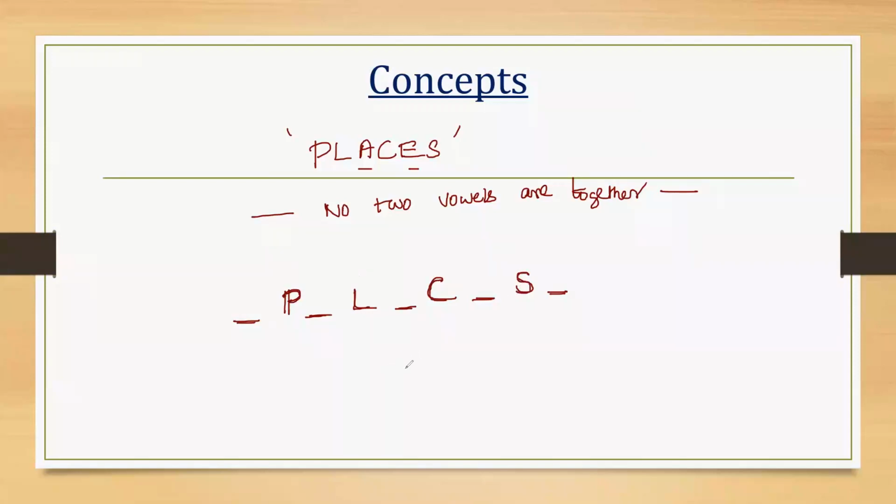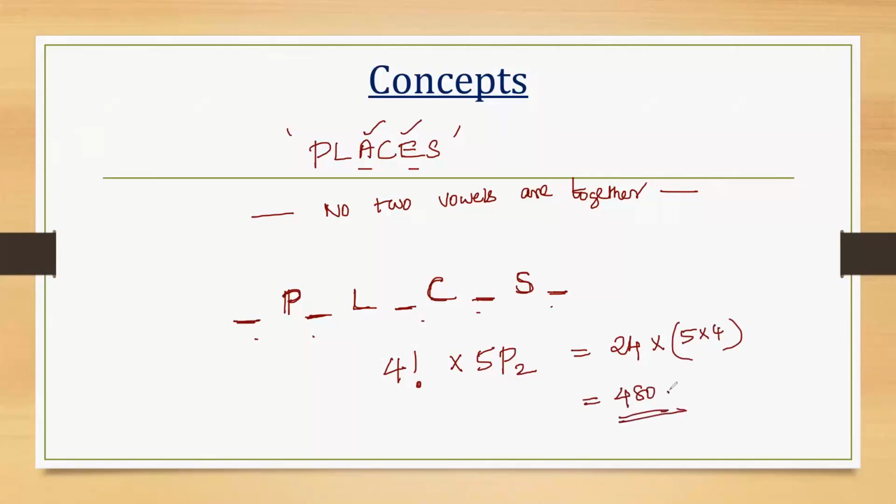To arrange the 4 letters, we have 4 factorial. And now the vowels must be placed in between them. So we have 1, 2, 3, 4, 5 places, but we have only 2 vowels. So out of 5 places, we are going to place 2 vowels. So 5P2. This is the answer. So 24 into 5 into 4, right? 5P2 is 5 into 4. So 480. Is it clear?